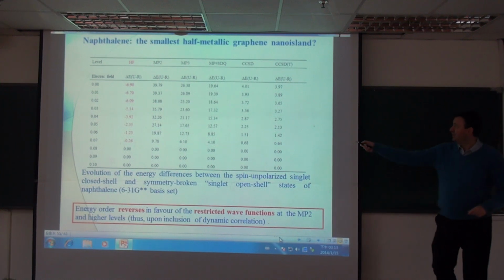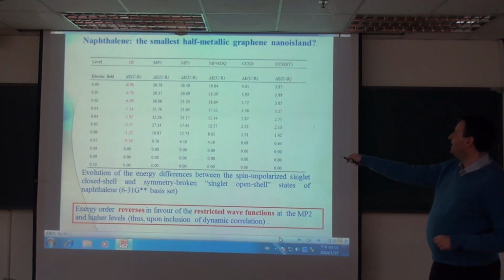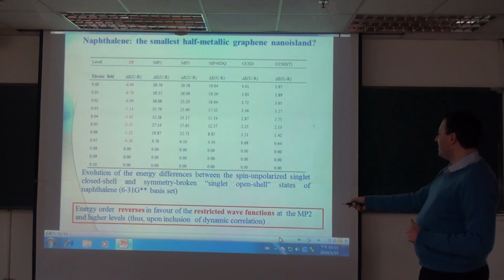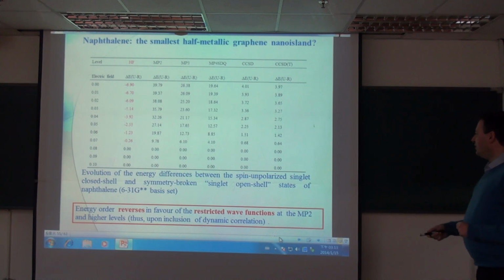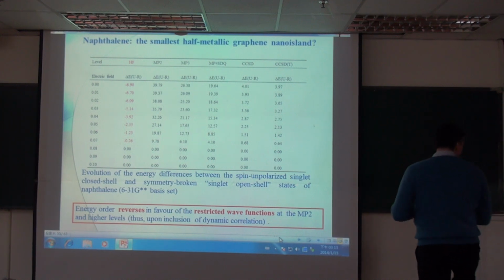But again, this is what we get at the Hartree-Fock level at different values of the electric field. We see that at the Hartree-Fock level, the unrestricted solution is the most stable one. But as soon as we include dynamic correlation by higher order treatment, MP2, MP3, etc., we find that the energy order is reversed in favor of the restricted wave function at the MP2 and higher levels. Thus, in other words, dynamic correlation quenches anti-ferromagnetism and half metallicity in naphthalene.